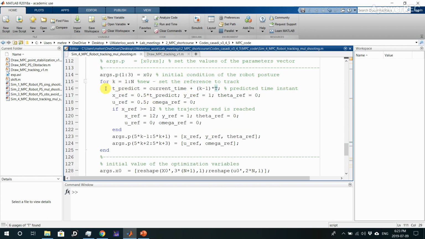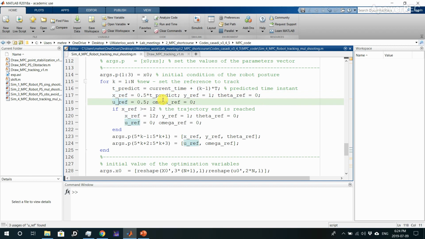So going back again to this for loop where we define our reference, we calculate the time that corresponds to the predicted step, right? And this predicted time is basically my current time plus the predicted step times the sampling time, right? So knowing this t predict, we can now calculate xref, because xref is a function of time, right? Yref and thetaref remain the same because we are considering that straight line reference trajectory.